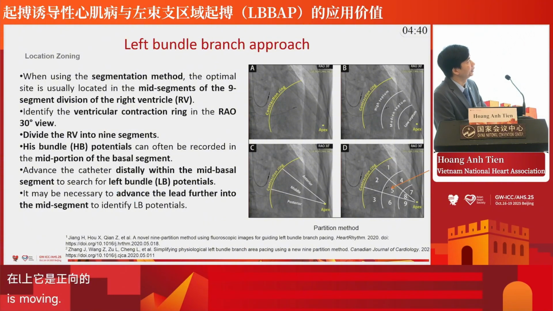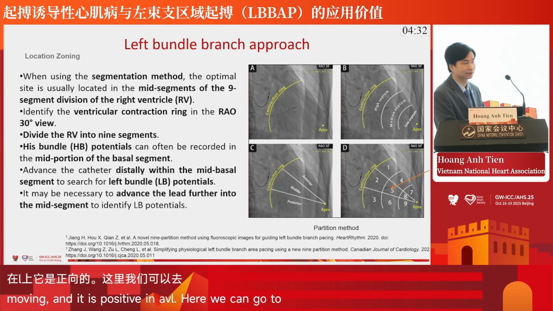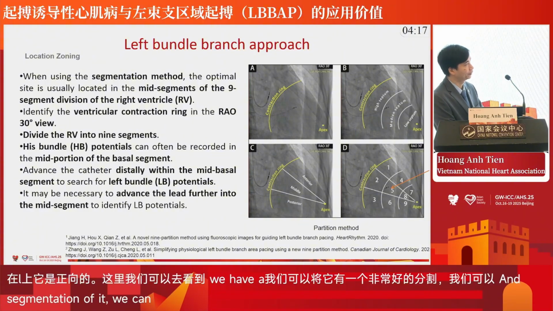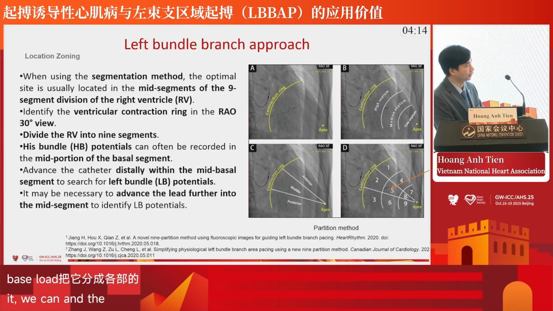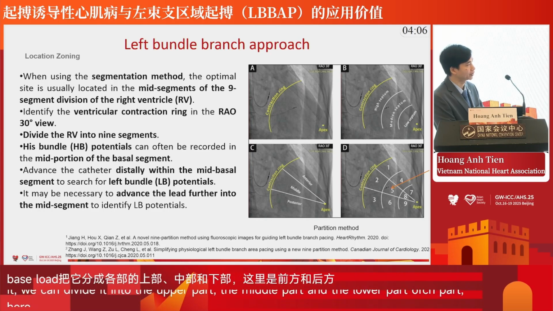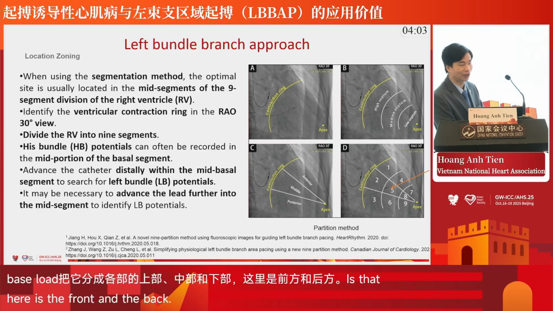And here we can find out the position of the lead by dividing it into 9 parts. We have the concentration ring, and we separate it into the high, the middle, and the base low septum: high septum, middle septum, and low septum. And here the anterior, middle, and posterior. So the position of left bundle branch area pacing is in the middle, in the center of the 9 parts.